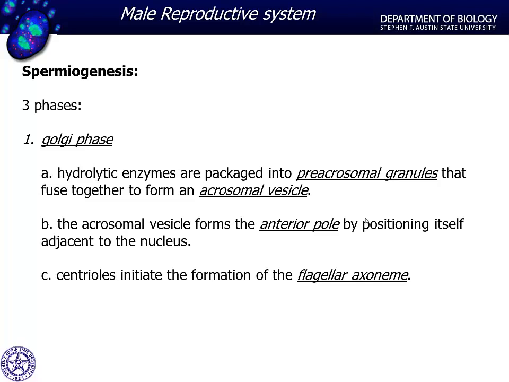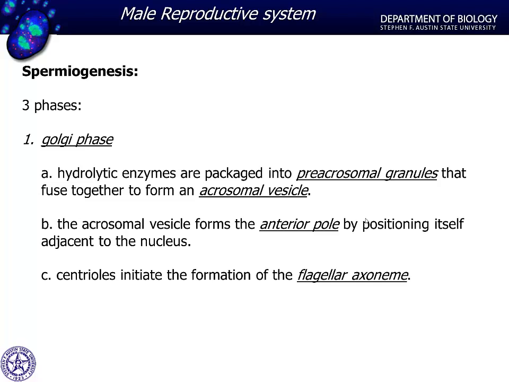And so as these vesicles begin to coalesce into larger and larger areas, again, in this anterior pole above the nucleus, we're going to also see that centrioles are going to begin to form. These are our microtubular organizing centers. They're going to organize at the other end of the cell, and we're going to refer to this as the flagellar axoneme because these are going to be the microtubules.